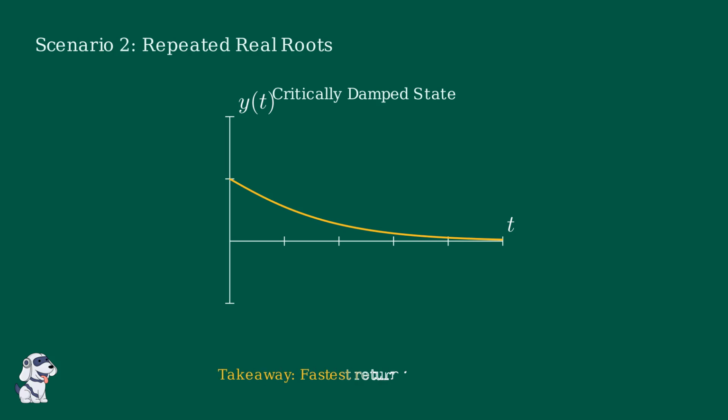Think of a high-quality door closer. It doesn't slam and it doesn't bounce. It swings back to the frame as fast as physics allows. That is the power of repeated real roots.